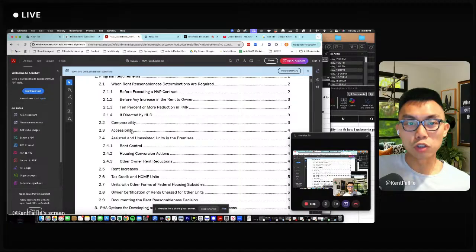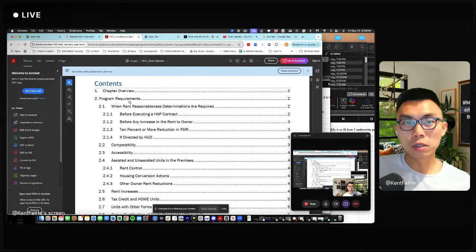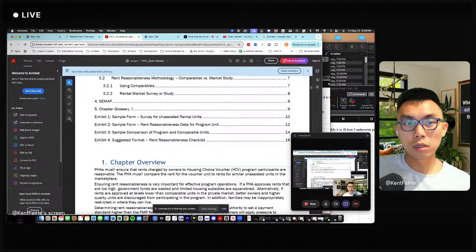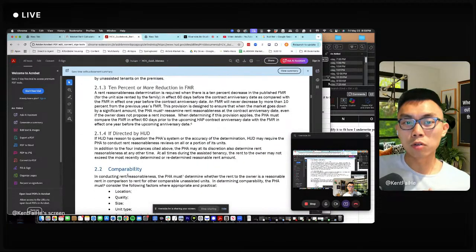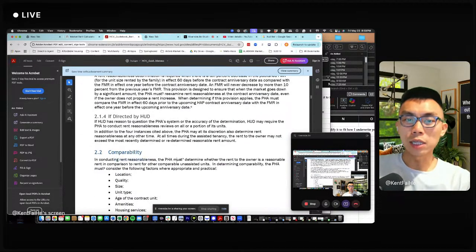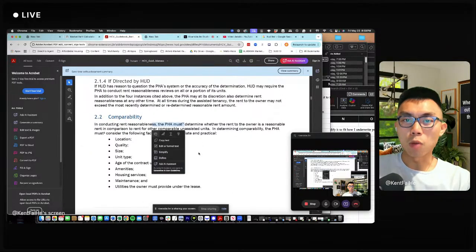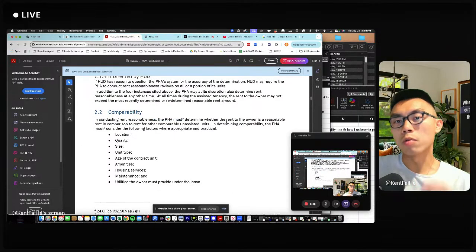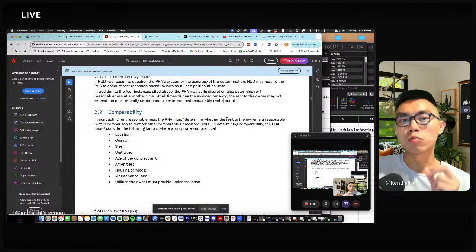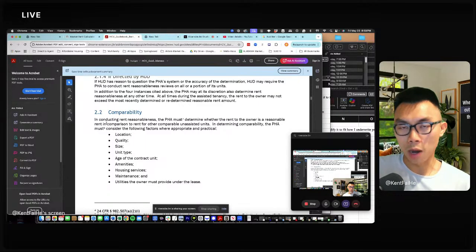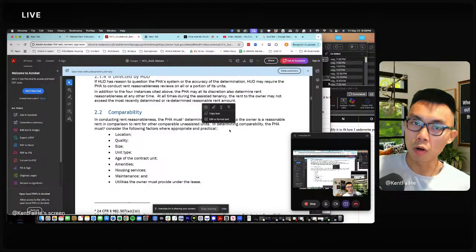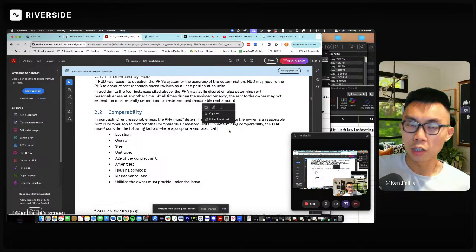And if you go to Section 2.2, there's a test called the rent reasonableness test. You can see right here it says the PHA, or the Public Housing Authority, must determine whether the rent to the owner is a reasonable rent in comparison to rent for other comparable unassisted units. So this means that you can't charge more than what the market is charging just because you're renting out to a voucher holder, for all the obvious reasons.